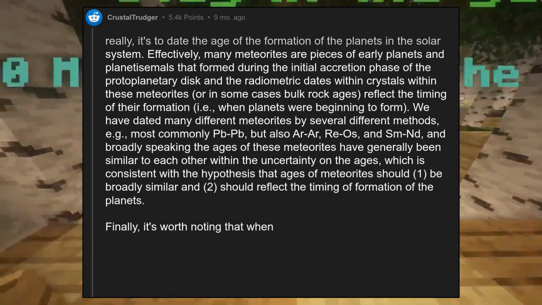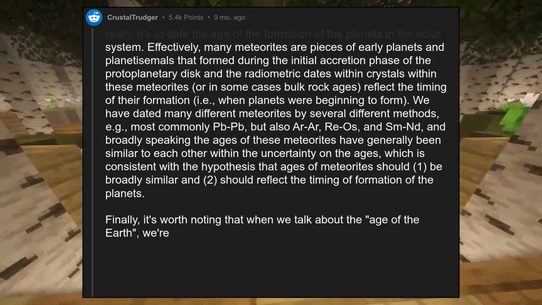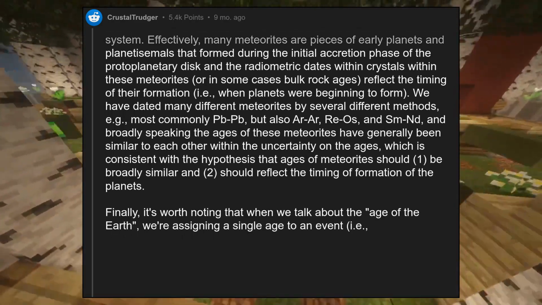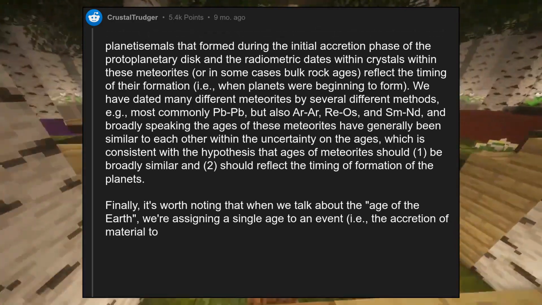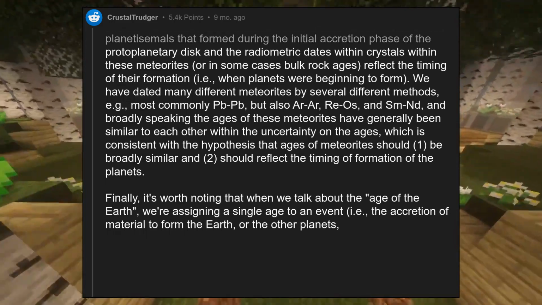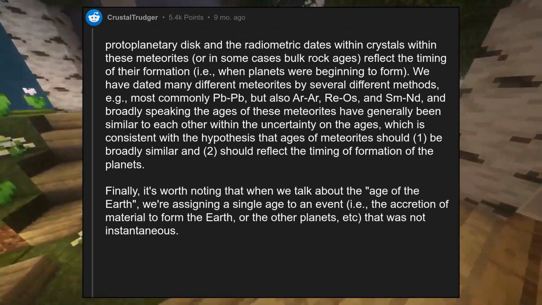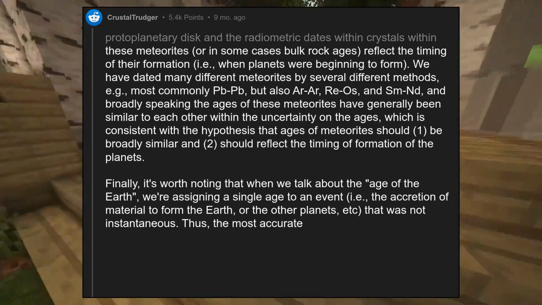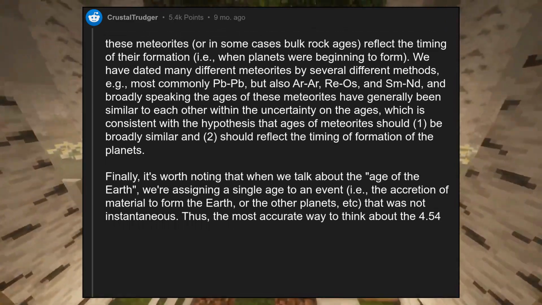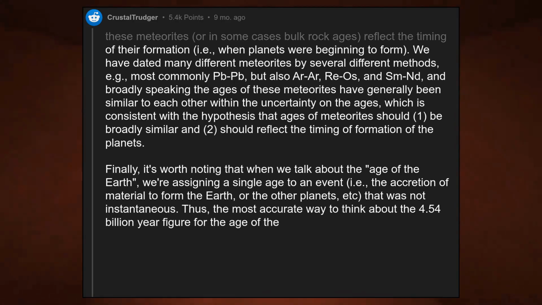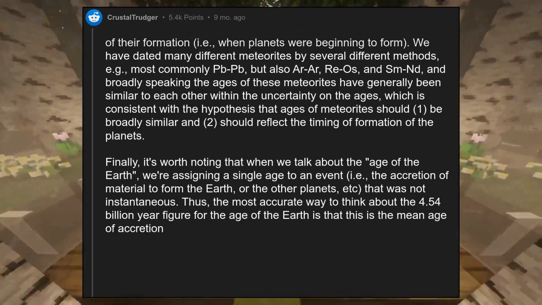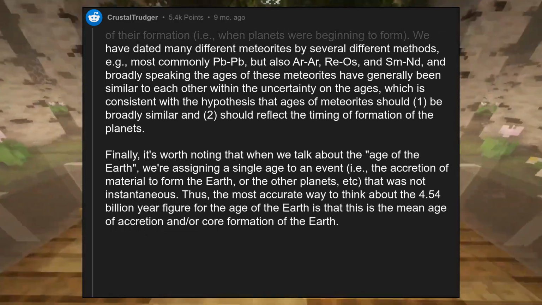Finally, it's worth noting that when we talk about the age of the Earth, we're assigning a single age to an event, i.e., the accretion of material to form the Earth, or the other planets, etc., that was not instantaneous. Thus, the most accurate way to think about the 4.54 billion-year figure for the age of the Earth is that this is the mean age of accretion and/or core formation of the Earth.